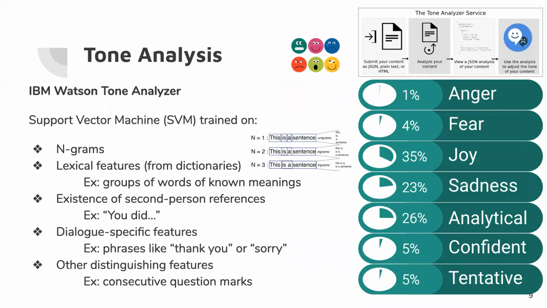We realized, though, that the summaries we were generating often lacked the style of the original transcript. So we decided to augment our data further by explicitly generating the tone of the speech to include in our training. To do that, we utilized the IBM Watson Tone Analyzer, which is implemented as a support vector machine trained on various explicitly selected features. This gives us a list of 7 tones listed on the right that we could associate with each speech.